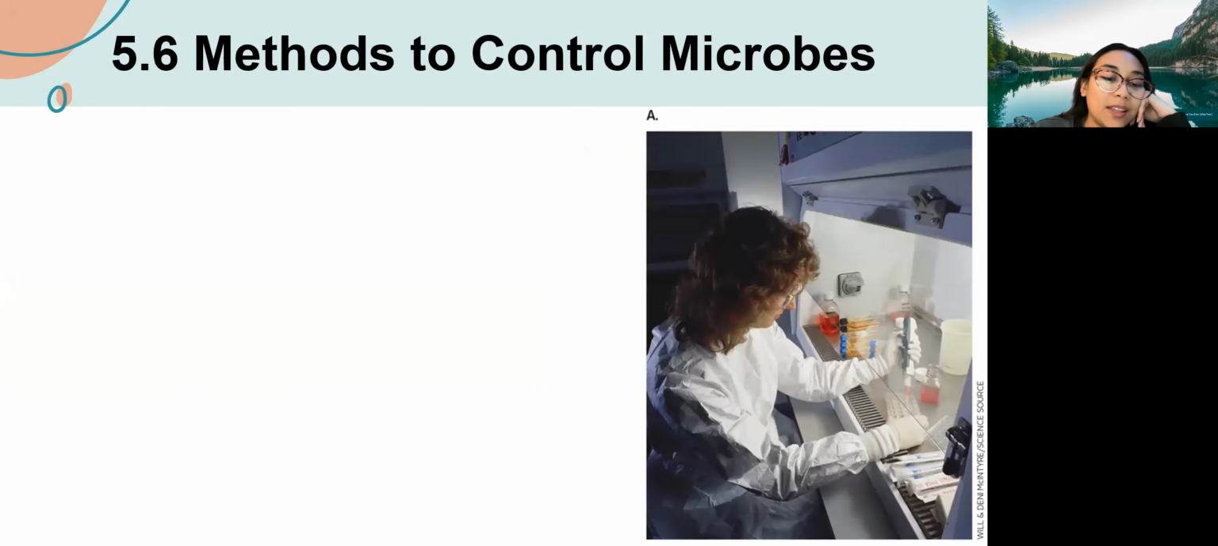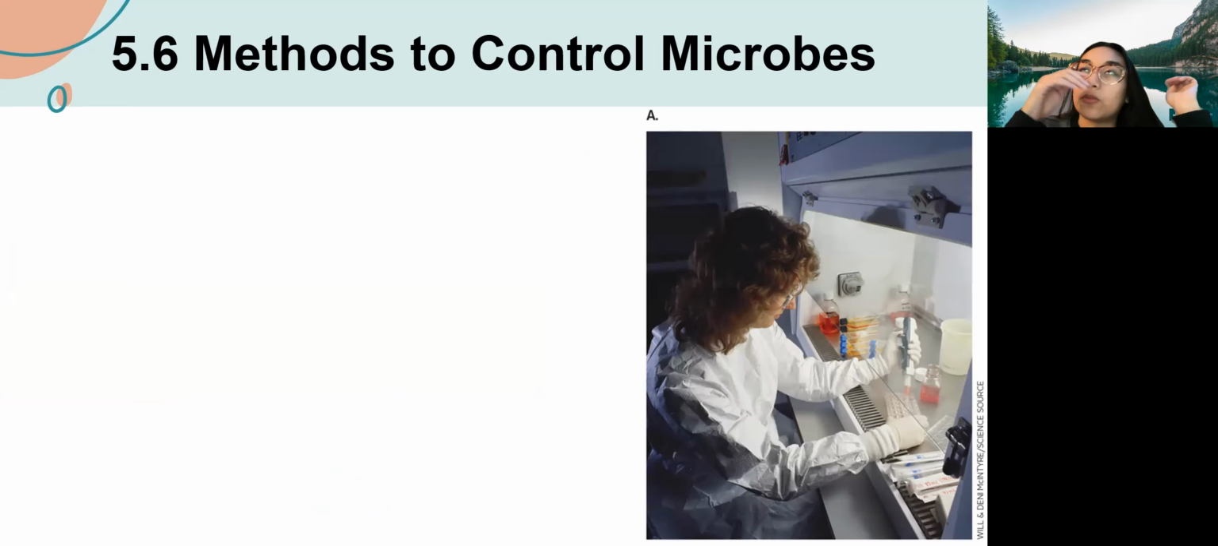Okay, last part of the chapter, we're going to talk about how we control microbes. Human beings are obsessed with controlling microbes, preventing them from growing, making them grow, whatever. But in this case, we're going to talk about preventing the growth of microorganisms, which obviously is super helpful when we're trying to, you know, cook food, right?